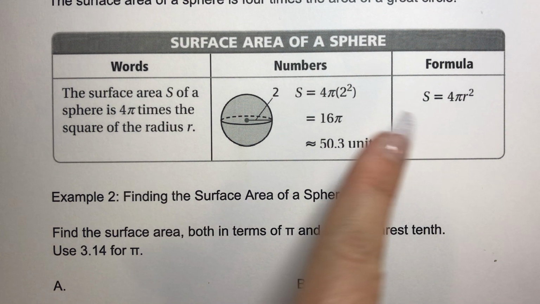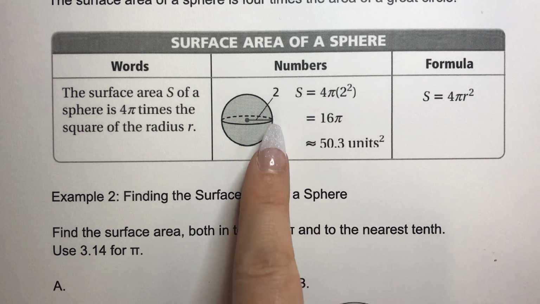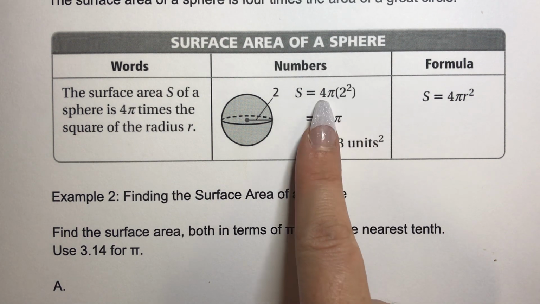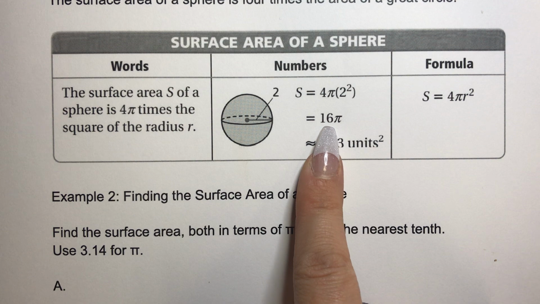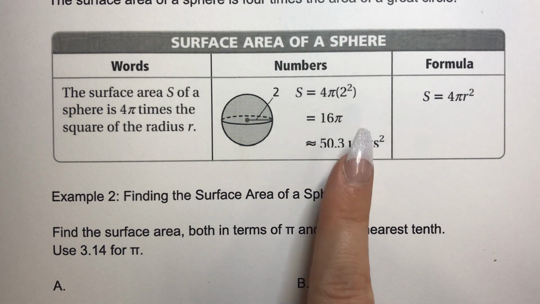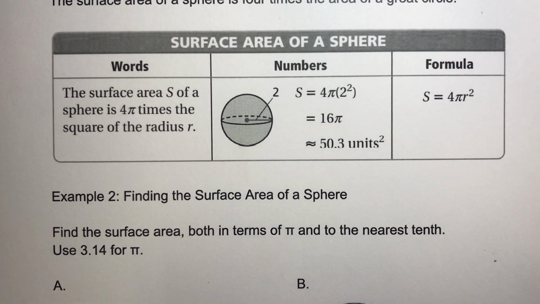So we use this formula. Surface area equals 4 pi r squared. The radius is 2, so you substitute 2 in for the radius. 2 squared is the same thing as 2 times 2, which is 4. 4 times 4 is 16. So that's 16 pi, and then if you go 16 times 3.14, you get 50.3 units, which would be the approximate answer of the surface area.